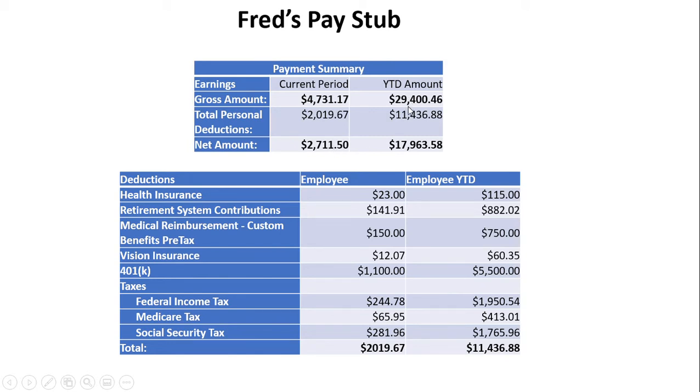So here we're going to see the same information for the year to date for all those paychecks for the whole year. So let's look down here at the actual deductions that might be taken out. We're going to start down here at the bottom because these are pretty much for everybody, taxes.